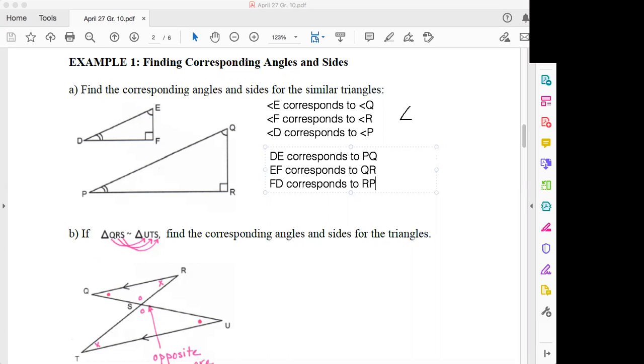The order of the letters does matter. You do want them, like if you're going this way, if you're doing PR, it should be the same way here. So DF, or if you're going the opposite way, FD would have to be RP. So don't write DF corresponds to RP. It's not the same. Okay, so I'm going to clear this, head over to B.